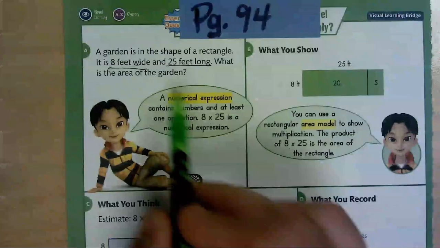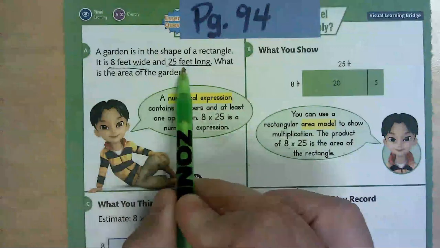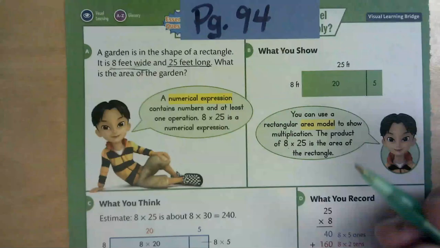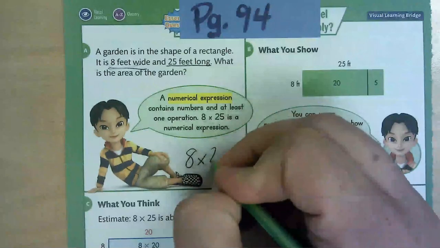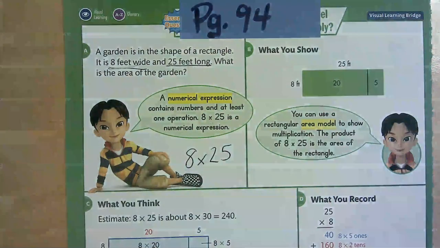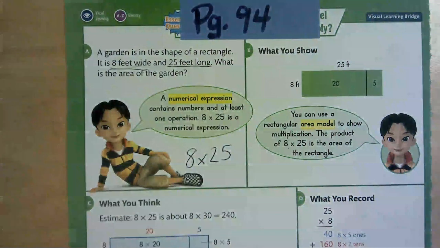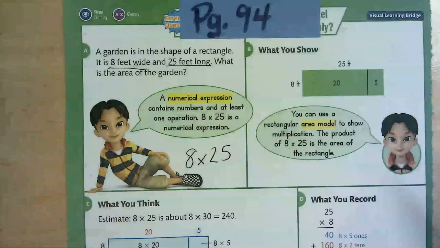So we took this 8 feet wide and 25 feet long. We used a numerical expression. So write this in with me, 8 times 25. Because when we find area, it is length times width. And here's our width. Here's our length.